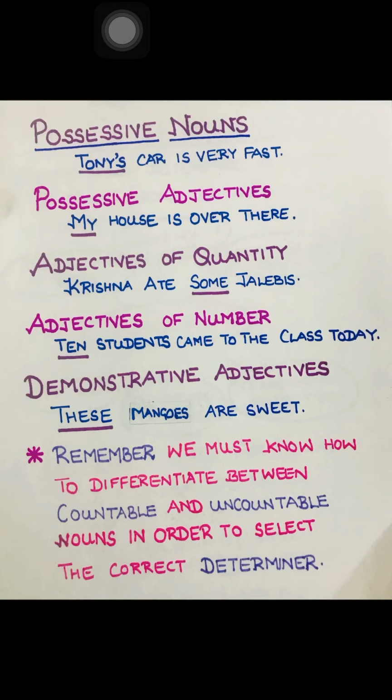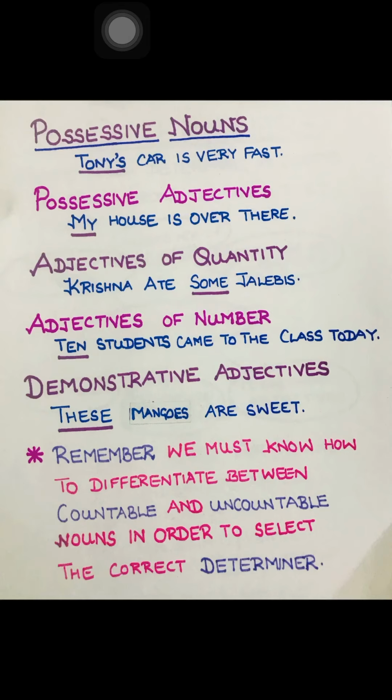Now let's move to adjective of number. Again I would read an example first. 10 students came to the class today. I say it again, children. 10 students came to the class today. Here the adjective of number, that is 10. The adjective of number, that is 10, is modifying the noun students, right? It is telling us the particular number of students who came to the class, right?